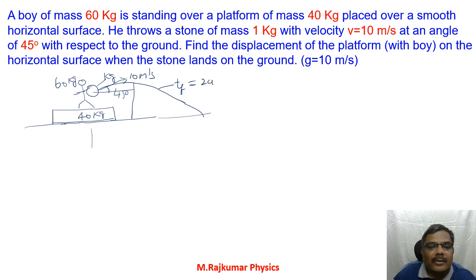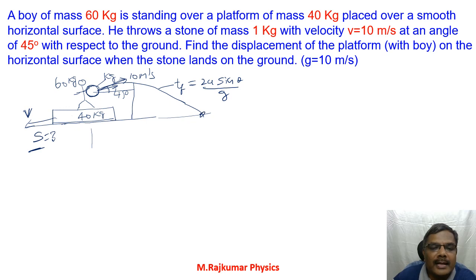That formula you know, that is 2u sin theta by g. Here I can use the law of conservation of momentum. When the boy throws the ball in this direction at an angle of 45 degrees, because he is standing on a platform, the platform will move in the opposite direction and it will have some displacement. So find the displacement of the platform with the boy on the horizontal surface when the stone lands on the ground.